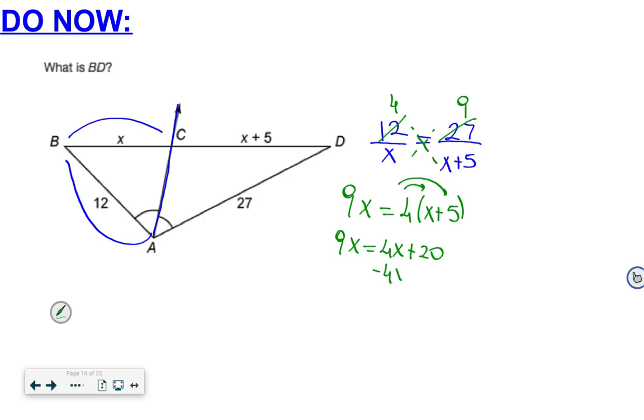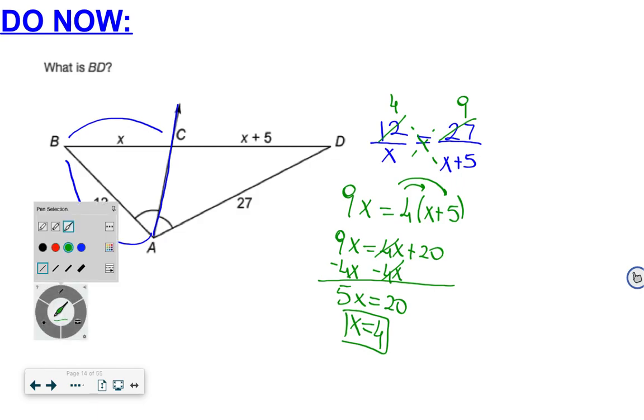If we subtract 4x from both sides, you can get that 5x will be equal to 20, x will be equal to 4. Am I done? Not yet. Because the question is asking you what is the length of the BD.